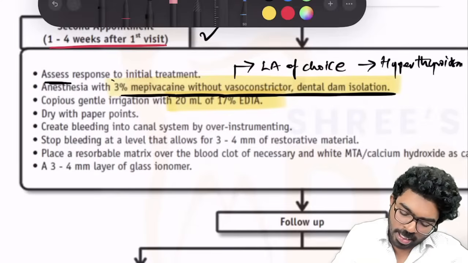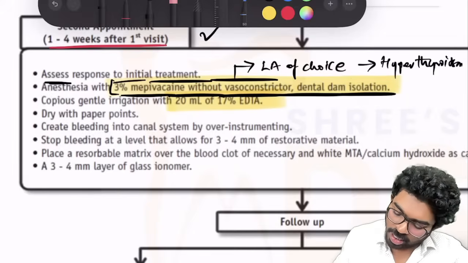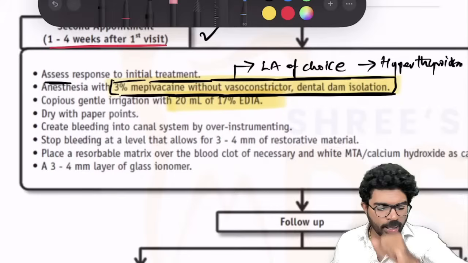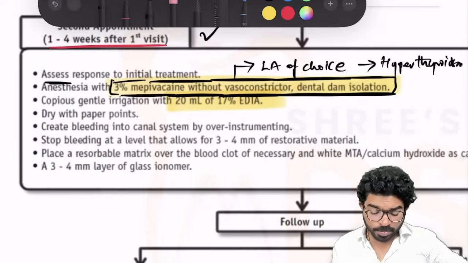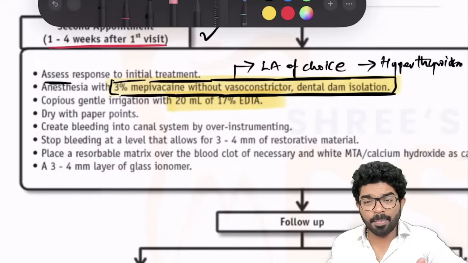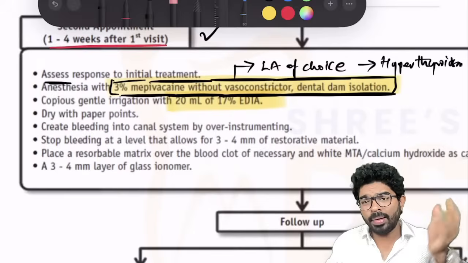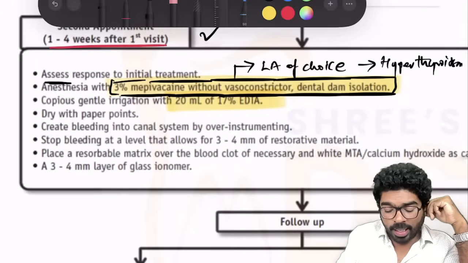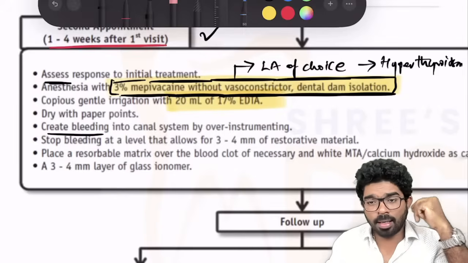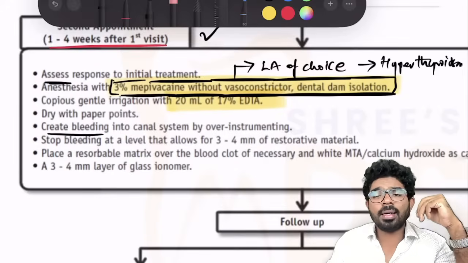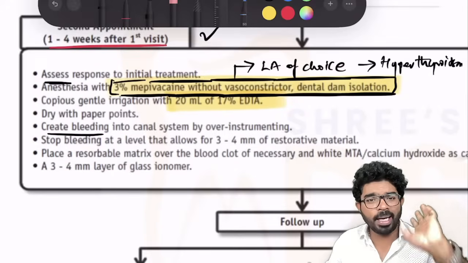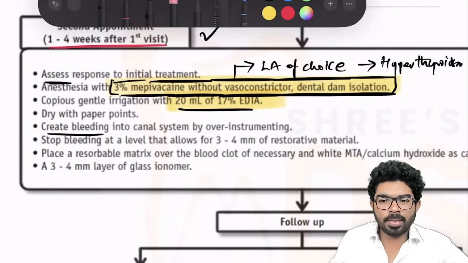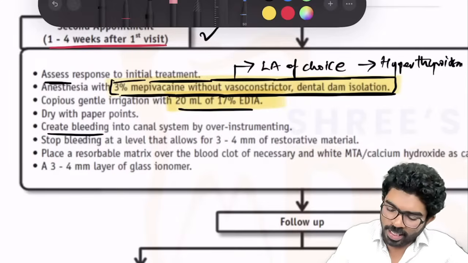Again, 3% mepivacaine without vasoconstrictor is the LA of choice in the case of the second visit of regenerative endodontics. Why I'm doing this is because I need to induce bleeding, as here I'm going to over-instrument. I need to create the bleeding, but if I give LA with a vasoconstrictor, that will not permit the bleeding to occur. So then I'm going to use 20 ml of 17% EDTA.